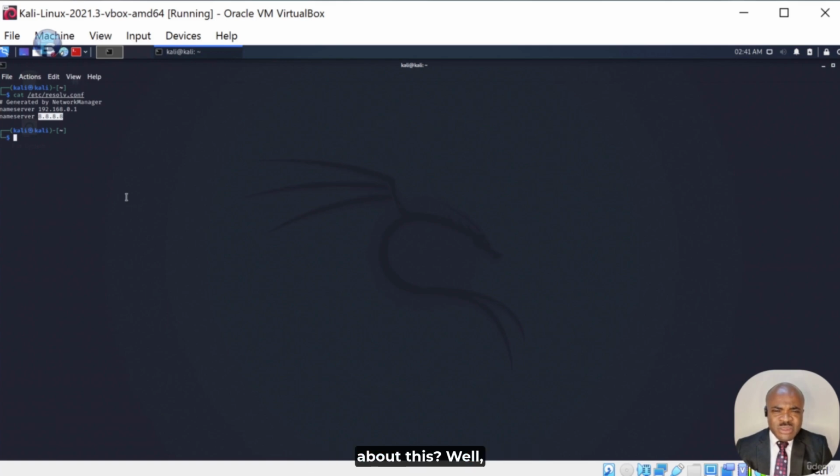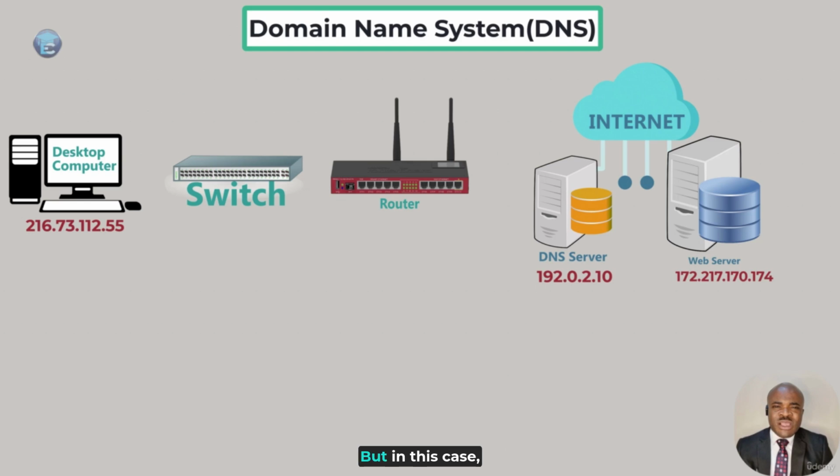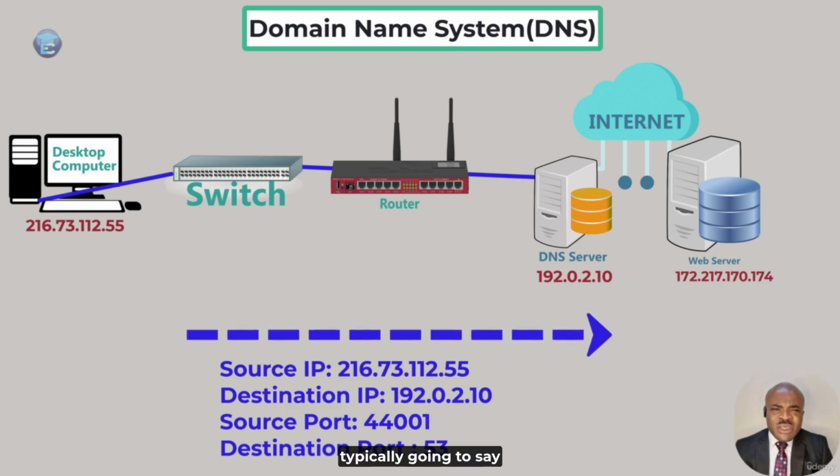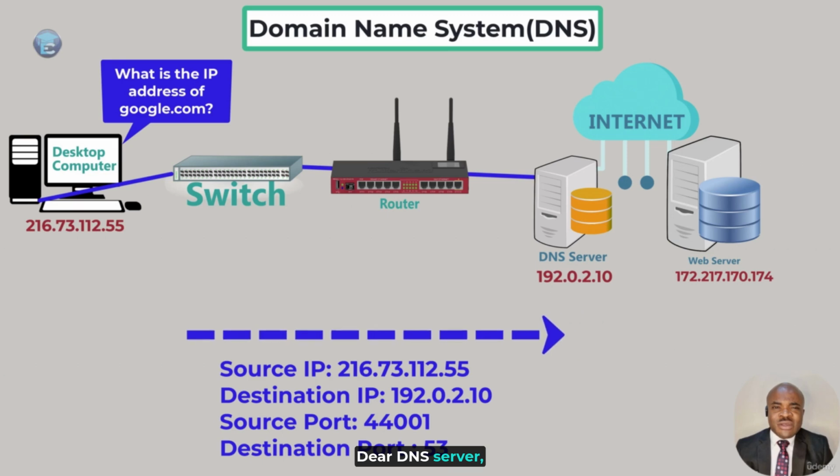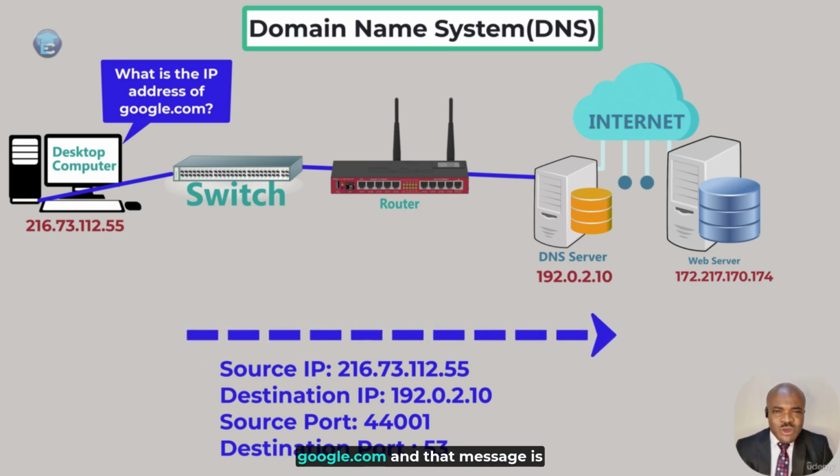How does my computer know about this? Well, in my case, I actually manually configured the DNS settings for this virtual machine. Again, in most cases, that's learned via DHCP when the computer is booted up. That way, we know where our DNS server is located. But in this case, even though we know where the DNS server is, we don't know what the google.com IP address is. When the computer tries to reach google.com, it's going to reach out to the DNS server and it's typically going to say, "Dear DNS server, what is the IP address of google.com?"